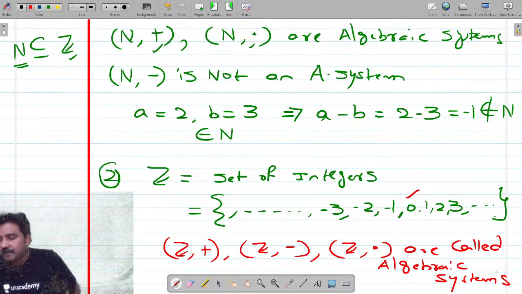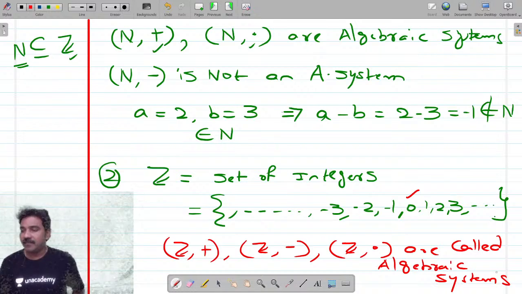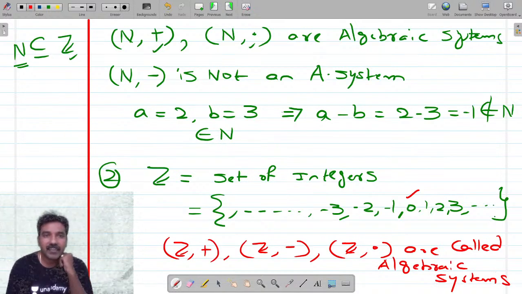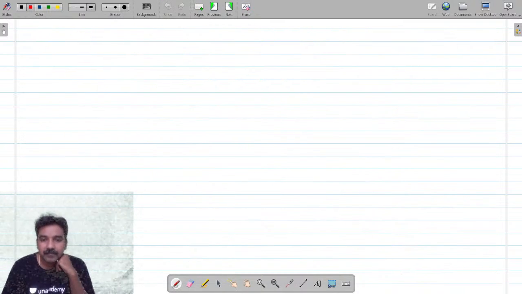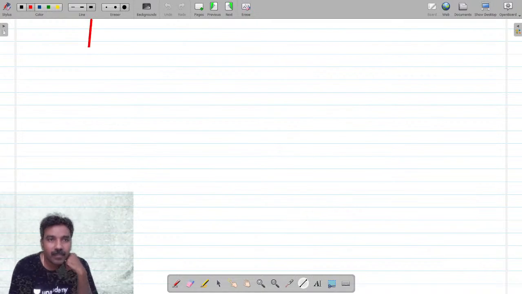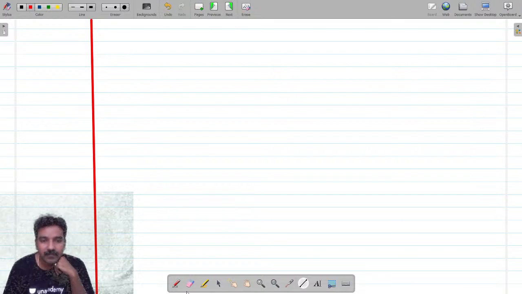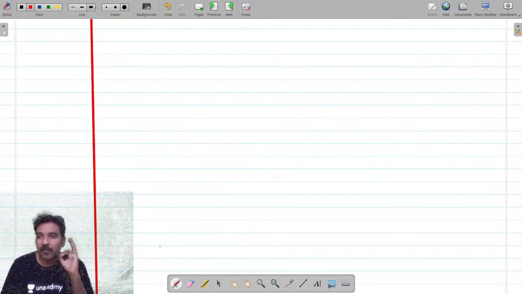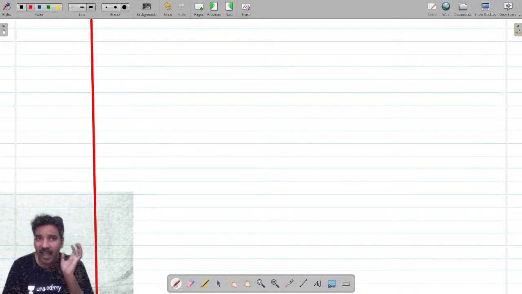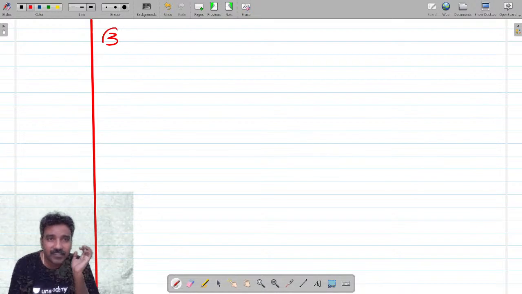Is this point clear? Got it? Right. I think the point is very clear. Last example I am going. Third example. This is very important.